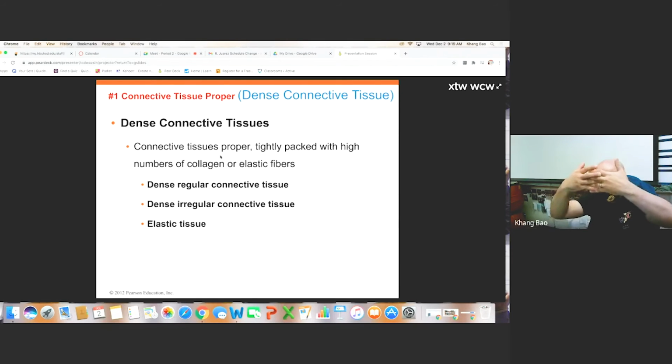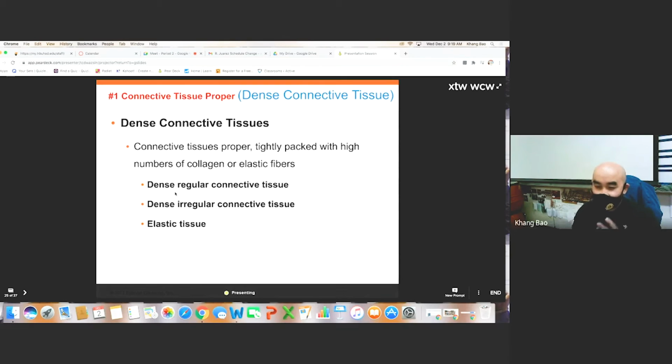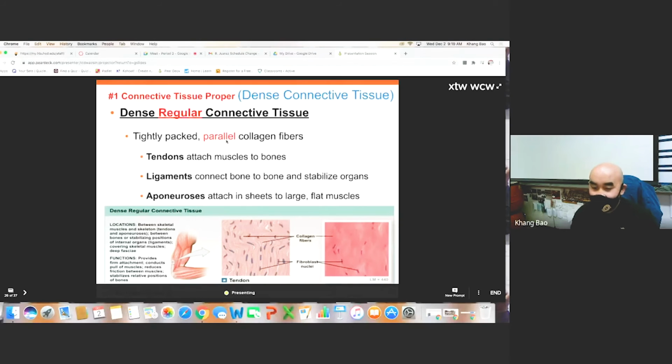These guys are dense, they're connected. You have three types as well. Number 3 is very important with connective tissue. Three types: dense regular, dense irregular, and elastic tissue. Dense regular are tightly packed and parallel. The collagen fibers are running parallel with each other. Examples would be your tendons and ligaments, right?